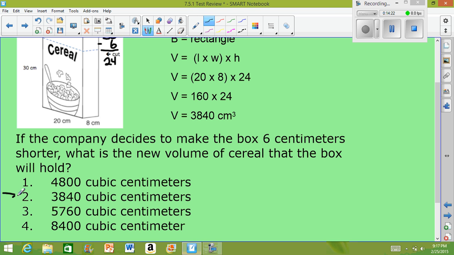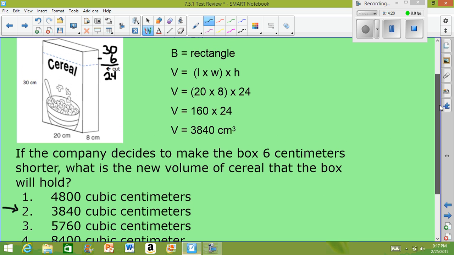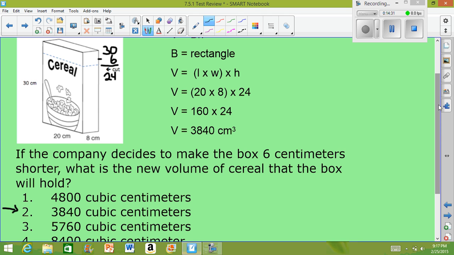If our box is getting shorter, it can't be any more than when we chopped it off. So number 2 has to be the correct answer. So please pause here and record your work.